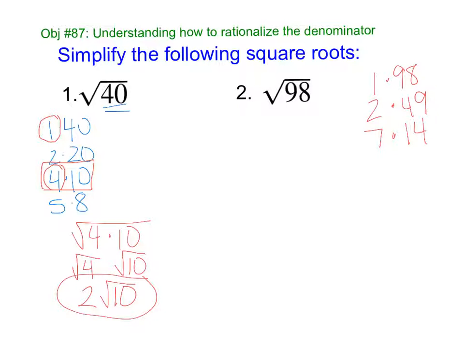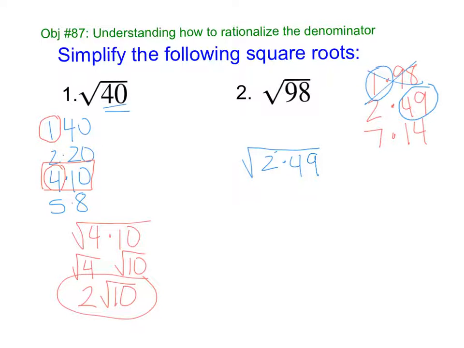So then we look for our perfect squares. 49 and 1. And pretty much if it's 1, you're going to ignore it. So 2 and 49. So 98 is 2 times 49.